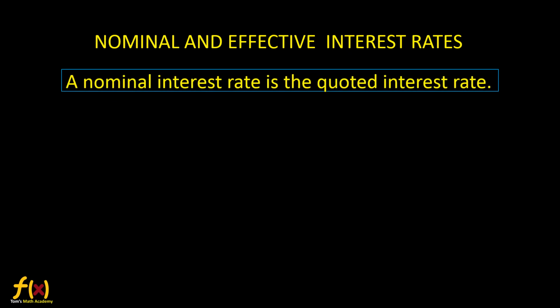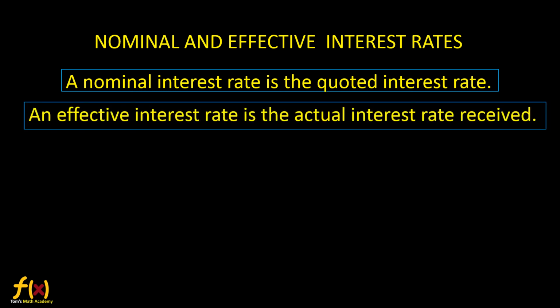A nominal interest rate is the quoted interest rate. So when you look at a question, you will find interest rate compounded monthly, compounded half yearly, compounded quarterly. That is a nominal interest rate. And effective interest rate is the actual interest rate received in effect. So we can convert nominal interest rate into effective interest rate and vice versa.